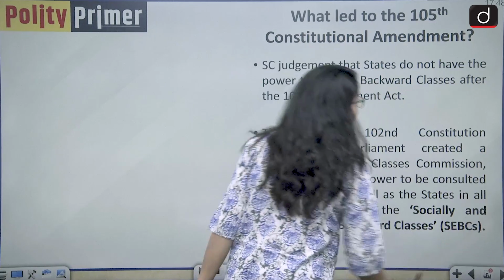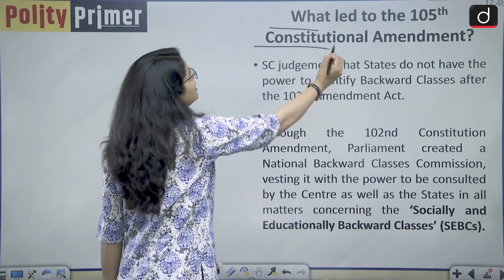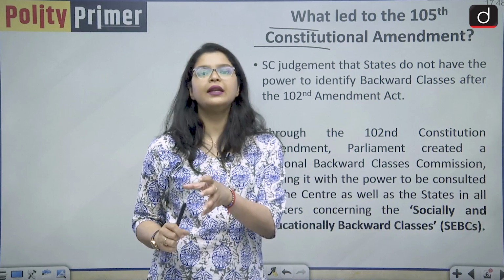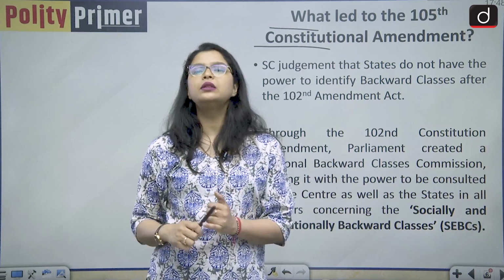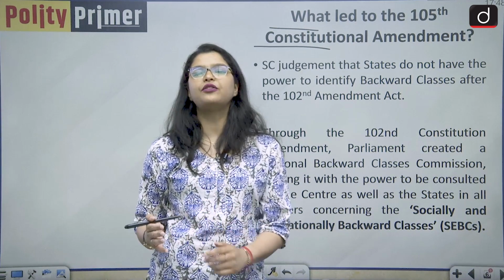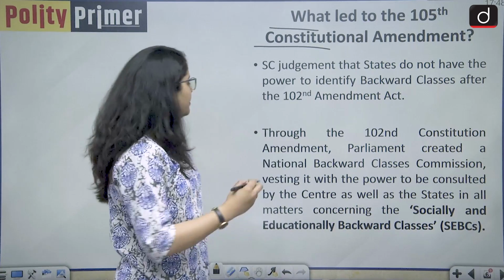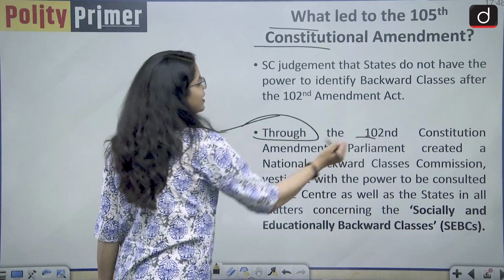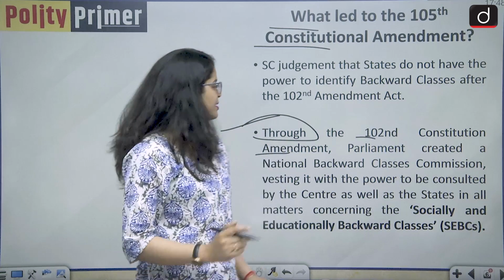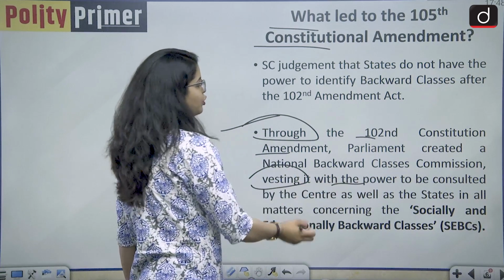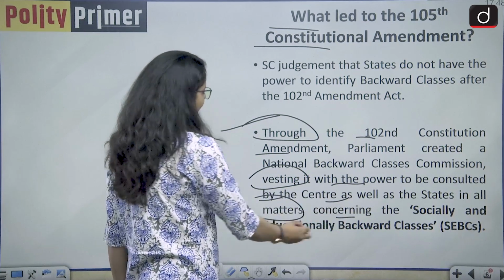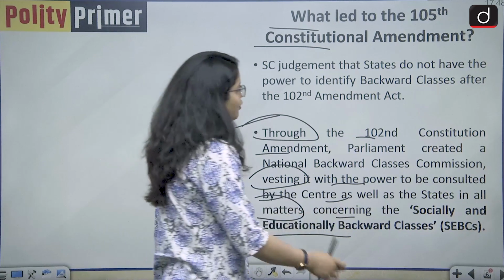Moving forward, let us examine what led to the 105th Constitutional Amendment. As I explained, the Supreme Court in the Maratha quota judgment stated that the states have no power to identify the socially and educationally backward classes after the 102nd Constitutional Amendment Act. Through the 102nd Constitutional Amendment, the Parliament created the National Commission for Backward Classes, and it vested it with the power to be consulted by the centre as well as states in all matters concerning the socially and educationally backward classes.